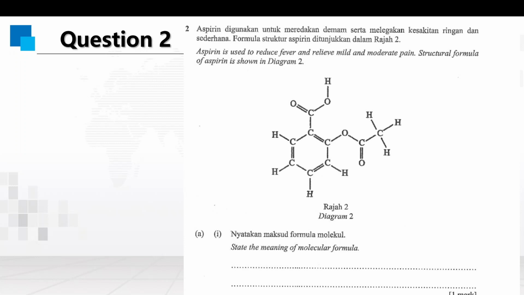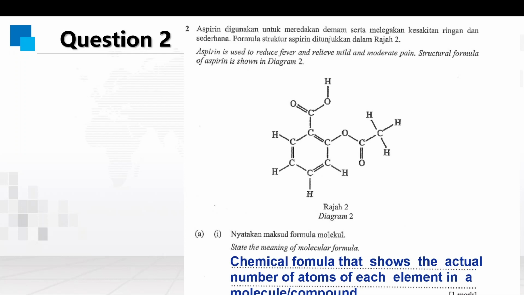Question number 2, aspirin is used to reduce fever and relieve mild and moderate pain. The structural formula of aspirin is shown in the diagram. State the meaning of molecular formula. The molecular formula shows the actual number of atoms for each element. So you have to mention the actual number of atoms of each element in a compound or in a molecule.